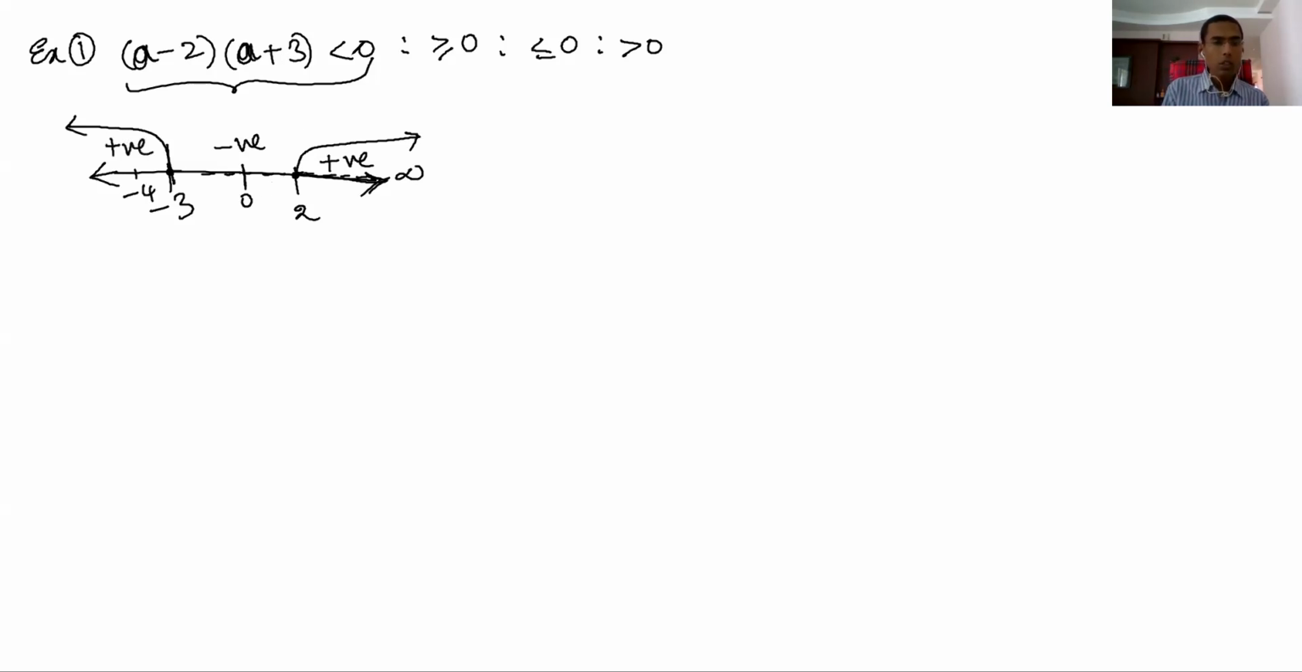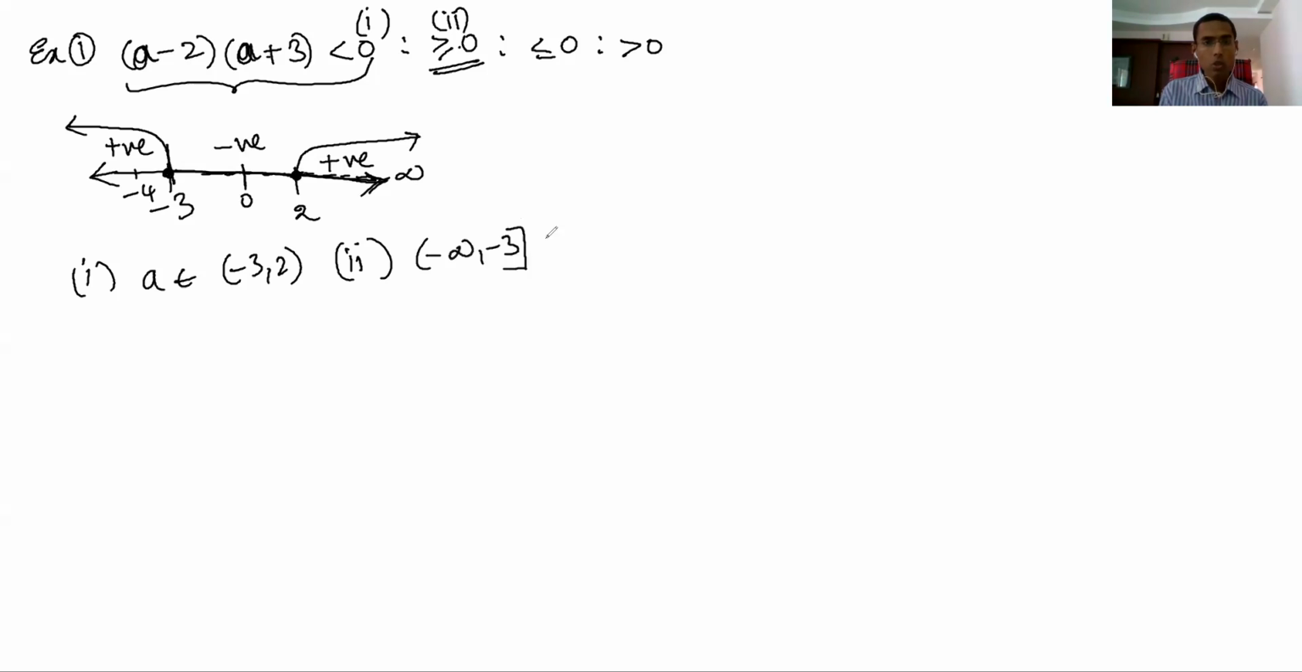So now, what is the solution for this first part? Let's take this first part. If it is less than 0, when it is negative, that is between these, so A belongs to minus 3 to 2. Second part: greater than or equal to 0, either positive or 0. The same expression is greater than or equal to 0 when A is in minus infinity to minus 3, closed, it is positive, union 2, where it is 0, but 0 also we want. Then 2 to infinity, it is positive.